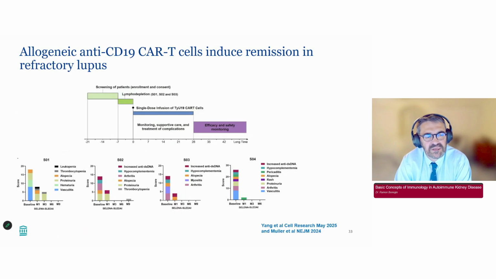Next slide. Finally, for highly resistant patients, you may see some studies showing CAR T cells. This is a different way to deplete CD19 B cells, and it seems to be very effective. The problem is that it's also very toxic. And so we reserve this for extremely refractory lupus. Next slide.